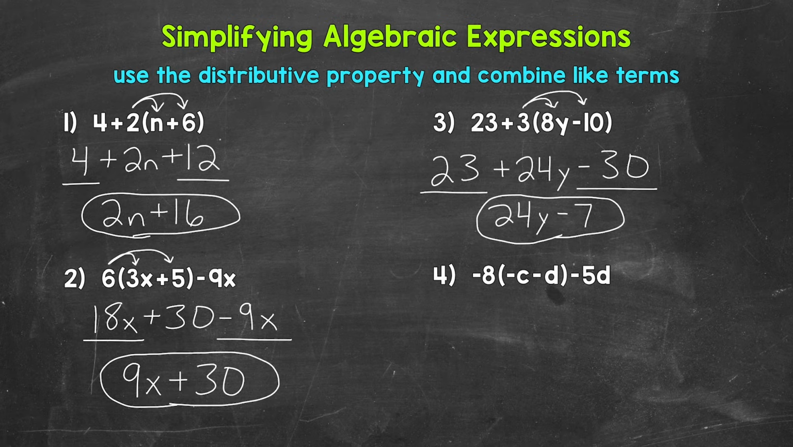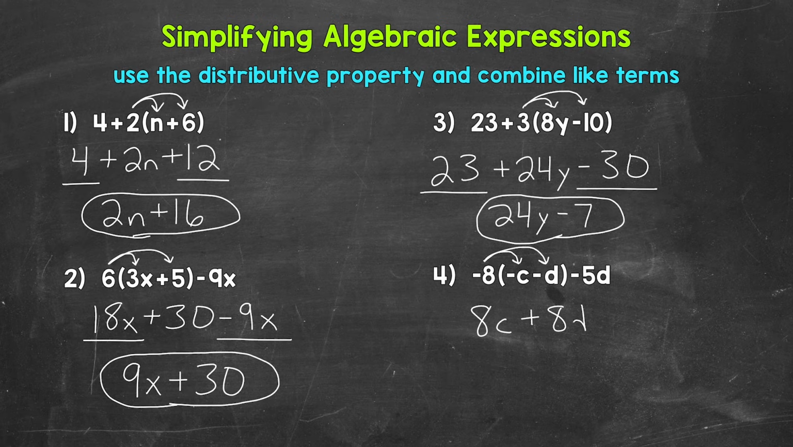Lastly, let's move on to number 4, where we have negative 8, and then in parentheses, negative c minus d, end parentheses, minus 5d. Let's start by removing the parentheses by using the distributive property. Distribute the negative 8 to the negative c, and distribute the negative 8 to negative d. Negative 8 times negative c gives us a positive 8c. Remember, a negative times a negative equals a positive. Negative 8 times negative d gives us a positive 8d.